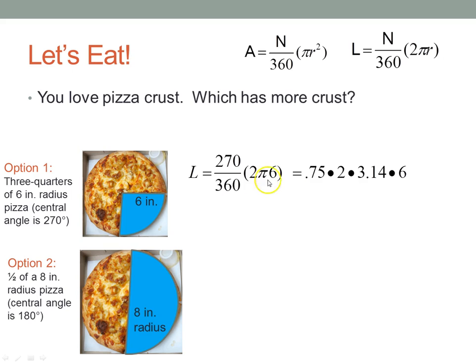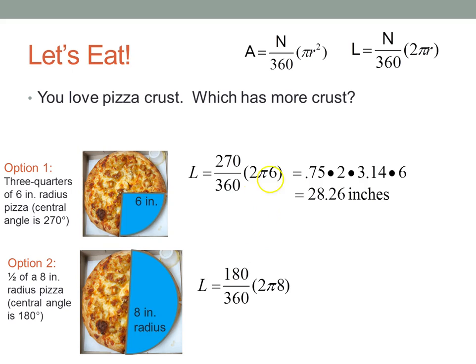So I'm going to change my pi to 3.14, and 270 over 360 as a decimal is 75 hundredths. I multiply that through, ooh, not bad, 28.26 inches of yummy pizza crust. Let's see if that's a better option than the one below.